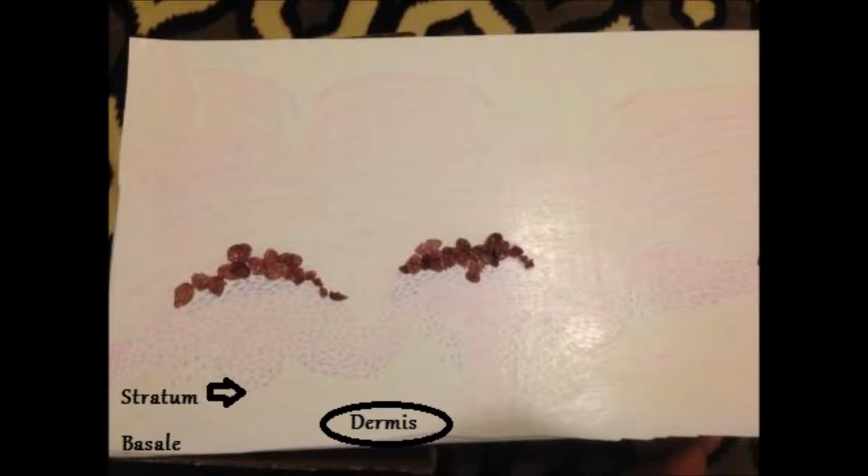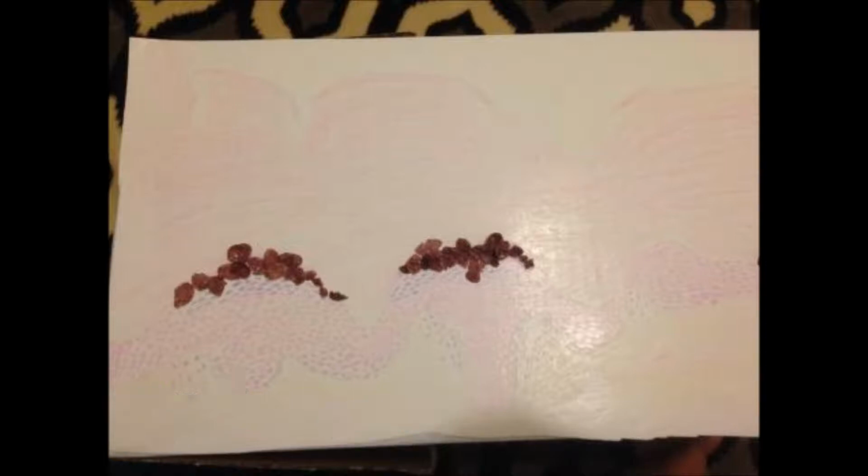The final layer is the stratum basale. It is attached to the basal lamina by hemidesmosomes. In this layer, we will find melanocytes that are responsible for the pigment melanin. The more melanin one has, the darker skin can appear.